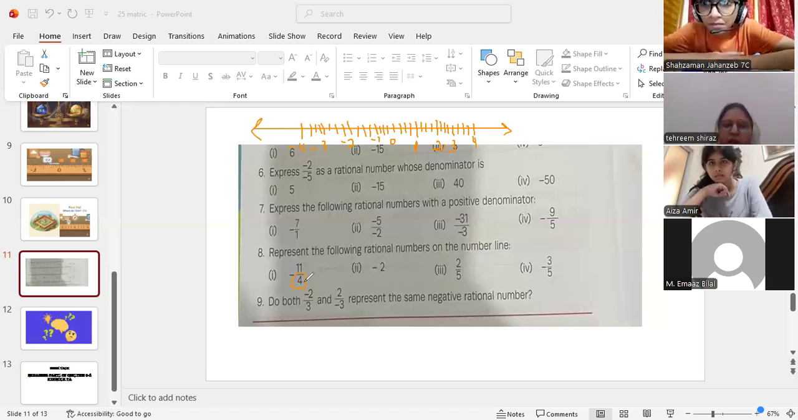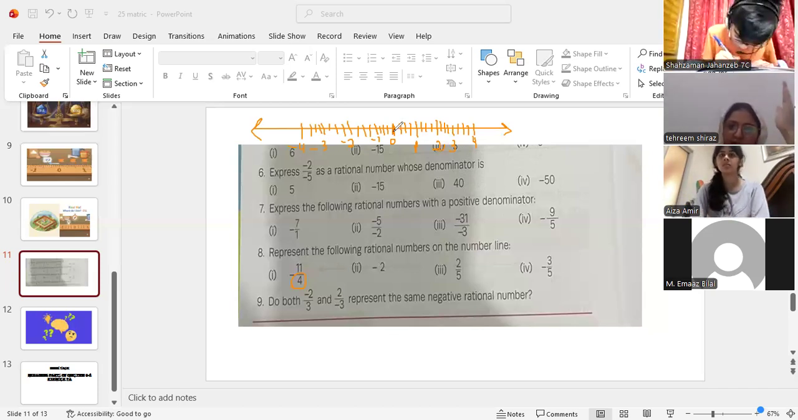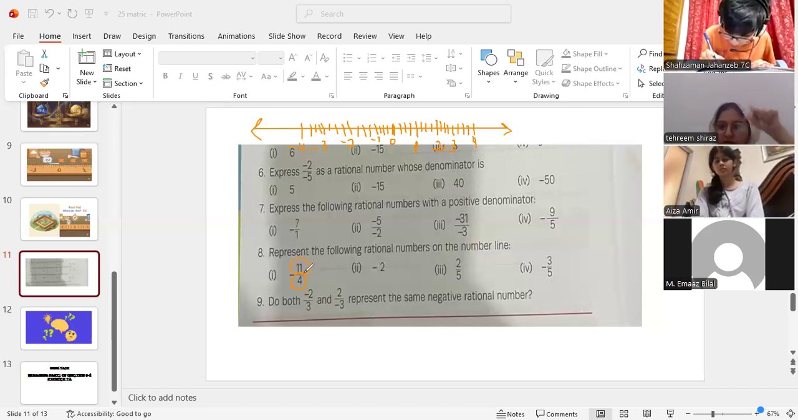Now, you have to represent -11/4. Now, how do we calculate -11? This is the point 0, right? Starting with the point 0, as we are representing a minus number, we have to look at the left hand side. I have to count 11 numbers. How? See this. 1, 2, 3, 4, 5, 6, 7, 8, 9, 10, and 11.